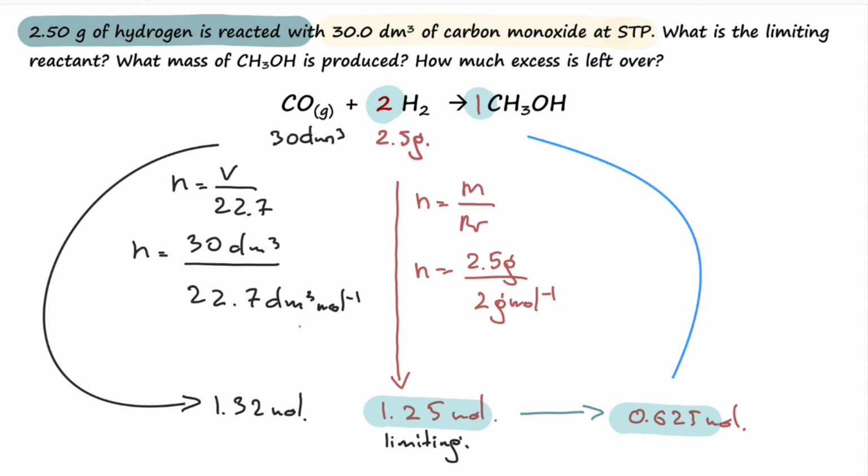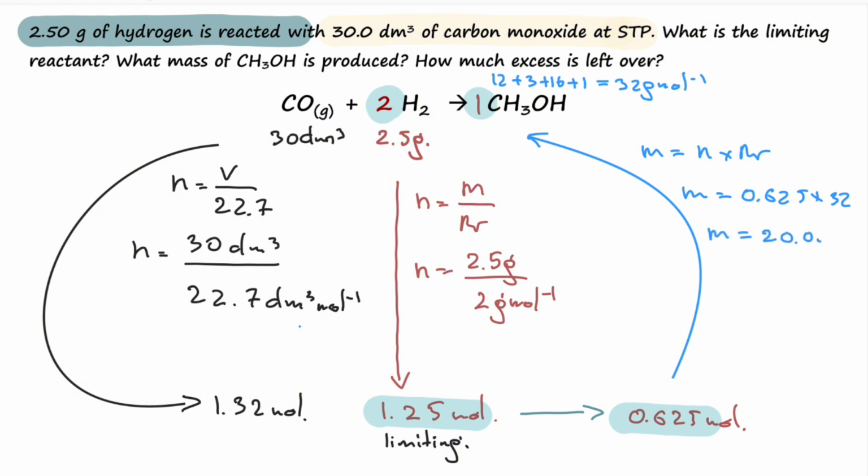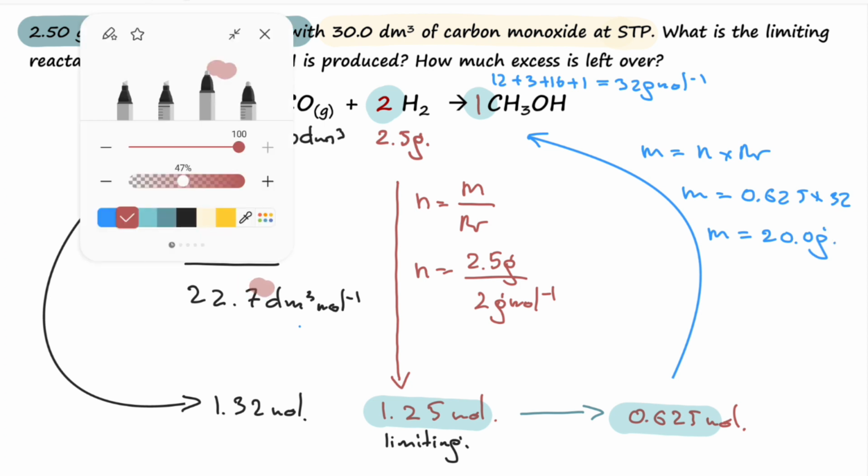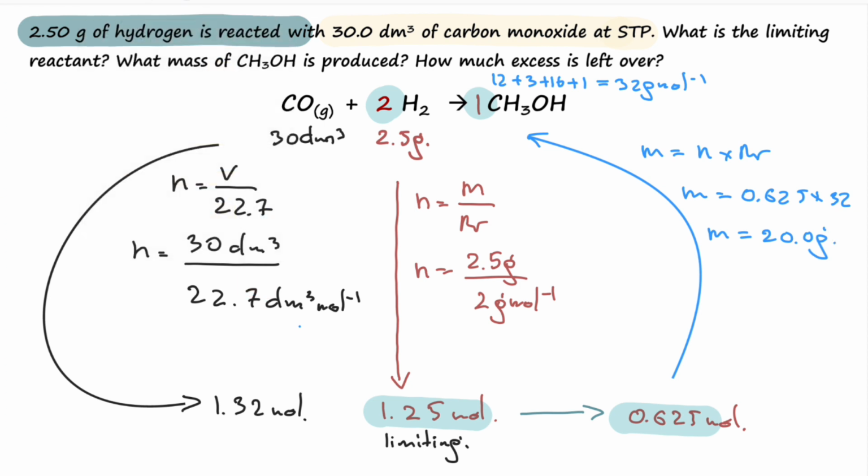The last step, you will find the mass of the methanol. Mass will be equal to mole multiplied by molar mass. Mass equal to 0.625 multiplied by the molar mass of methanol: 12 plus 3 plus 16, the molar mass of oxygen, plus 1. Okay, you will get 32 gram mole minus 1, multiplied by 32. Mass will be equal to 20 grams.